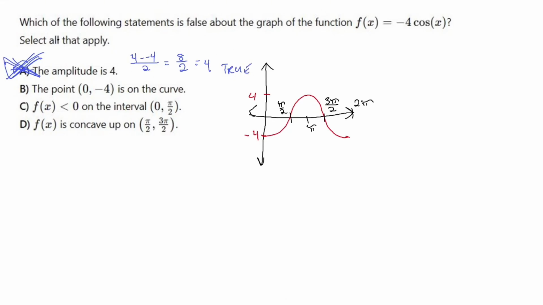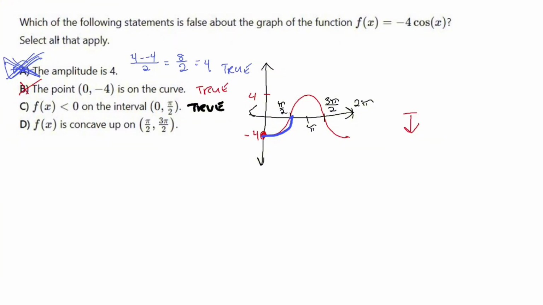The point 0, -4 is on the curve. Well, here's 0, -4, and yeah, it's on the curve. So since you're true, I don't want you. F of x is less than 0 on the interval 0 to pi over 2. That means it's underneath the x-axis. So here's 0, here's pi over 2, and it is under the x-axis, so this is also true.